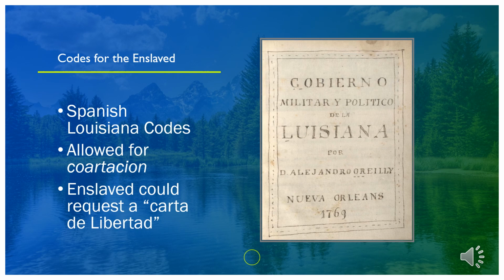It allowed enslaved individuals to initiate manumission proceedings on their own behalf, and they would need to just request what was known as a carta de libertad, or a letter of freedom, of potential freedom. And this shows us that the enslaved did not only rely on the quote unquote generosity of an enslaver, but there were legal routes and a court system where they could take advantage of it and operate in their own ways.